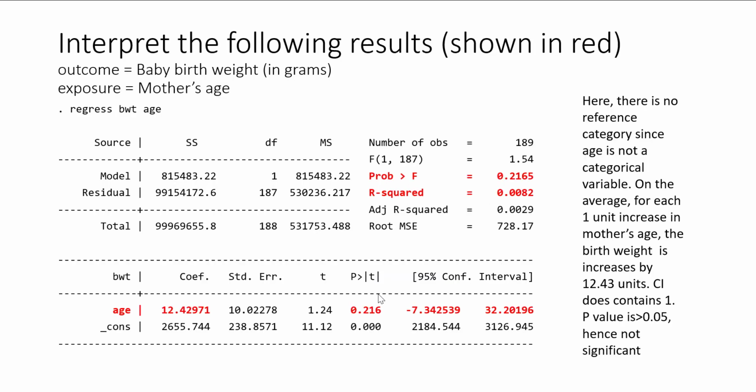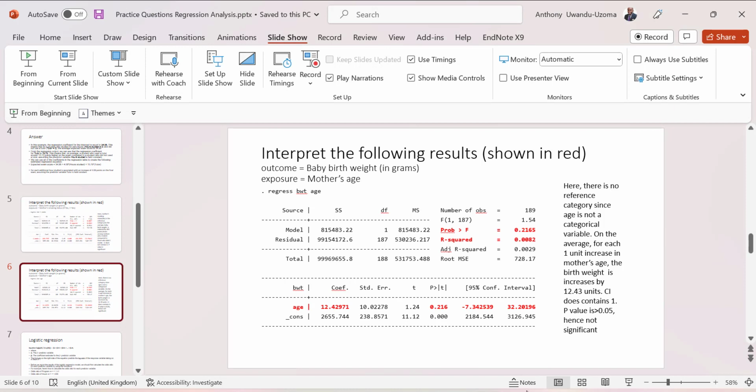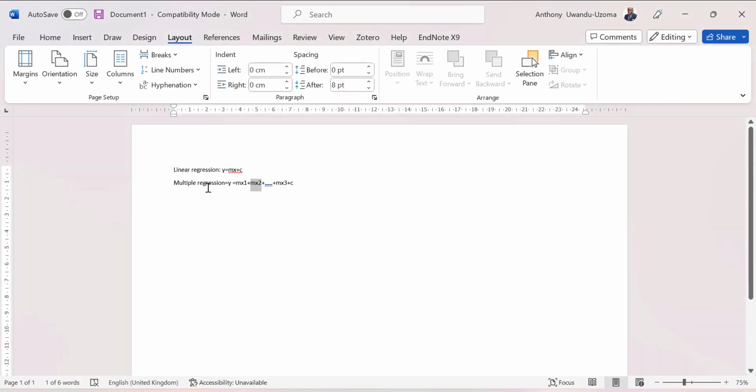So now take note that this is multiple regression here. Then in logistic regression, your y is binary. Okay, it has two values.